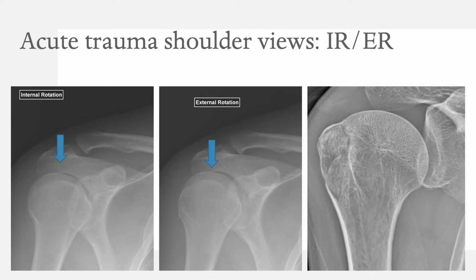And when you have this persistent light bulb sign, it is a sign that somebody has dislocated their shoulder posteriorly, because in posterior dislocation you have internal rotation of the humeral head, and the humeral head gets locked against the posterior aspect of the glenoid, and that's why you have this appearance.